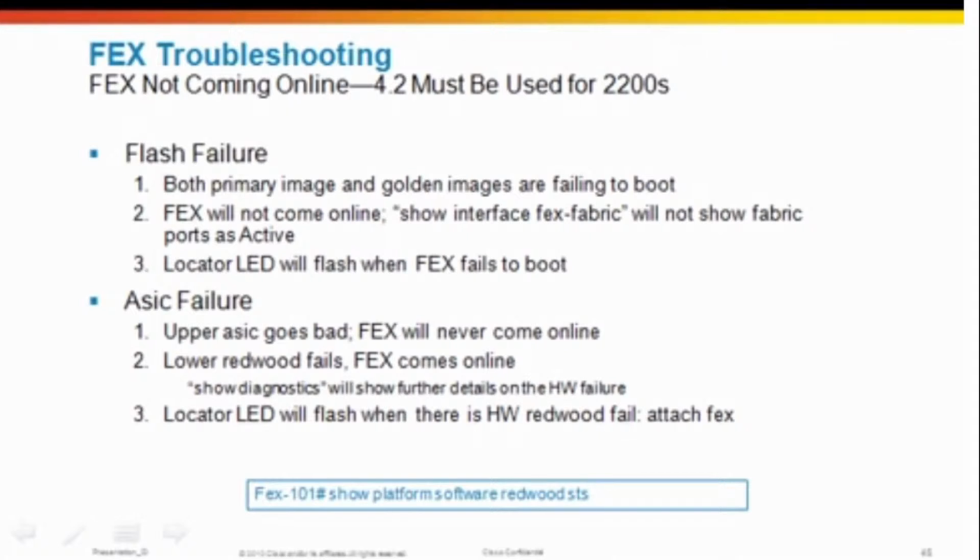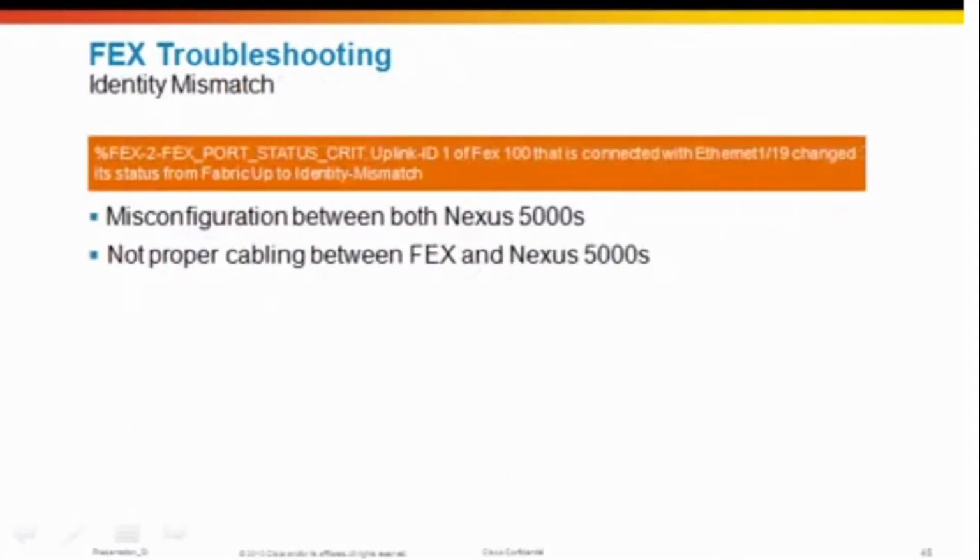And finally, an issue that comes very often: identity mismatch. If you get a message saying that you have an identity mismatch, there's most likely a misconfiguration between both 5Ks, or your cabling may not have been done right to your 5K. So look at the previous command to find out to which 5K you're connected and use the same configuration.